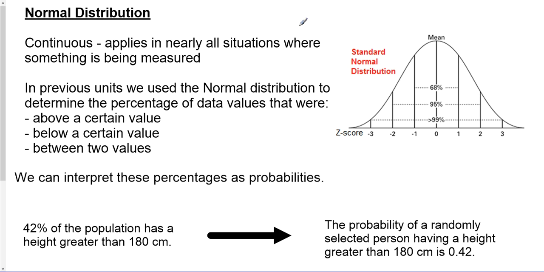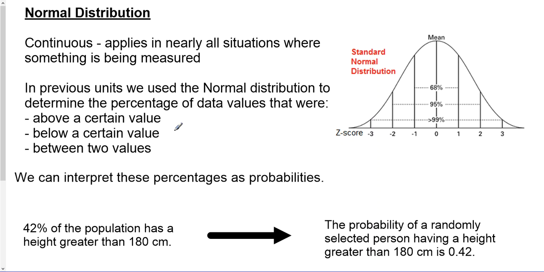So we've studied the normal distribution already in this course. We know that it's a continuous distribution, and we know that it's used a lot because it applies in a lot of different situations. Basically, any situation where something is being measured, usually that can be modeled by the normal distribution. As I said in previous units, we used the normal distribution to determine the percentage of data values that were above a certain value, below a certain value, or between certain values. What we're doing here is taking the same sort of calculation of a percentage of values that lie in a certain range, and interpreting it as a probability.